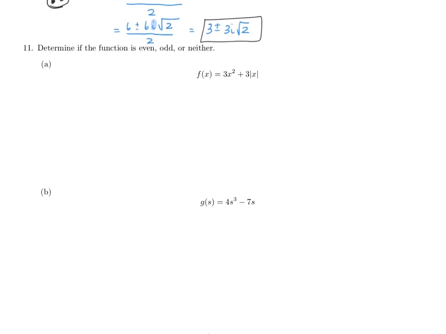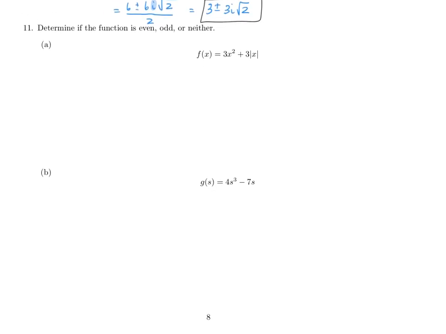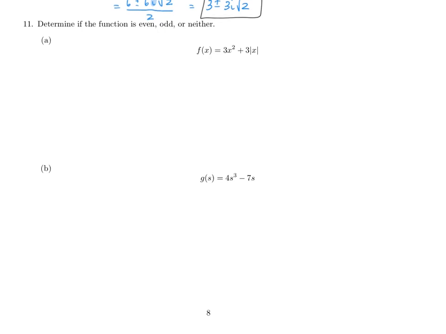All right, number 11. Determine if the function is even, odd, or neither. So first you need to remember how you show this. So a function is even if f of x is equal to f of negative x. A function is odd if f of x is equal to negative f of negative x. So we're going to build off of the even first, check even, and then we'll check odd. And if it's neither of those, then we're going to choose neither.